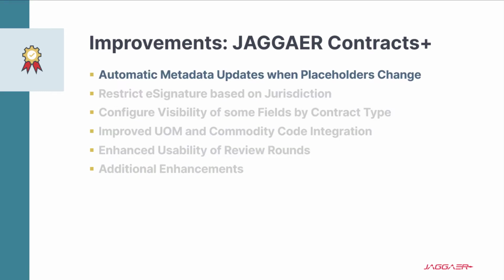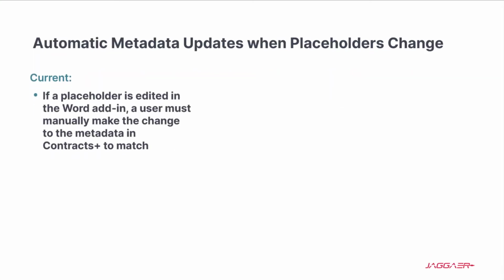The first feature we will discuss is the feature that allows for the metadata to update automatically when placeholders change. Currently, if a placeholder is edited in the Word add-in, a user must go into Contracts Plus and manually make that change to the metadata to match it. This is not only inefficient, but it also leaves room for unintended errors that can have big consequences.